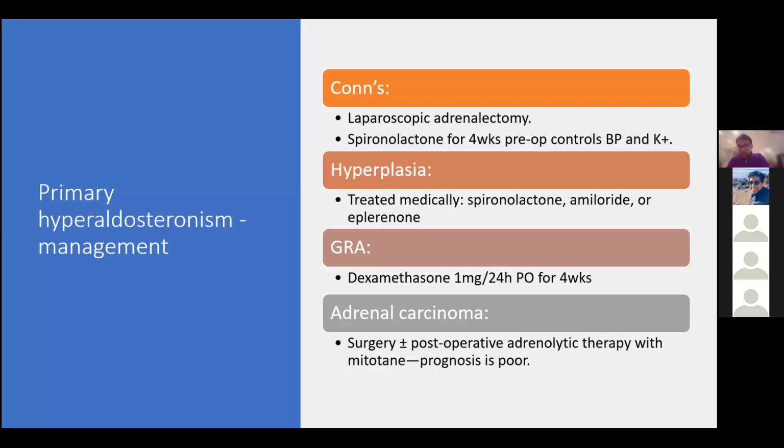As I said, with glucocorticoid remediable aldosteronism, you give them steroids to suppress aldosterone secretion. And if they have adrenal carcinoma, it's the same as treating adrenal carcinoma: surgery if you can, and then post-operative adrenolytic therapy with drugs like mitotane.